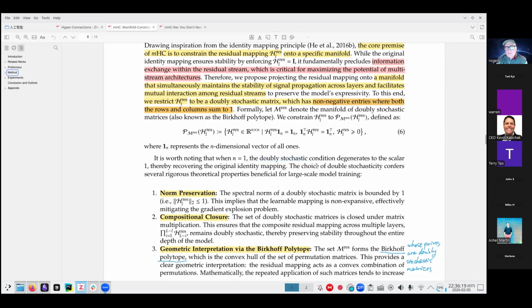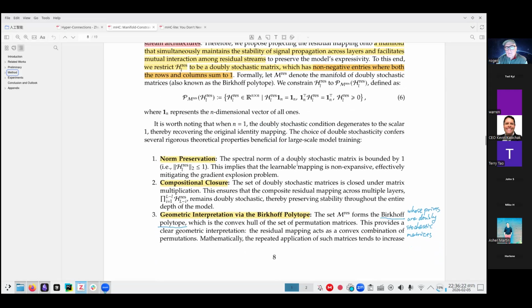A doubly stochastic matrix means the row sums and the column sums are both equal to one. Why it's called doubly stochastic is that there's a concept of a stochastic matrix where only the row sum or only the column sum is one. There's a distinction between left stochastic and right stochastic, depending on where you put the matrix.